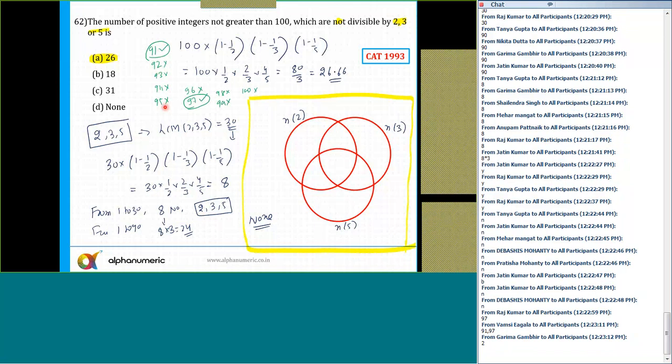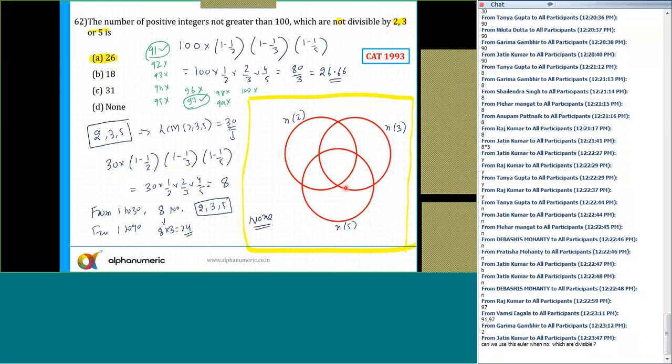So always keep an eye on the options. If it is 26 point something, and if all the 4 options are very, very far away from each other, I will straight away mark 26. But in case there is a doubt, then I can use set theory. Find out how many numbers are divisible by 2 or 3 or 5, and subtract those numbers from 100.